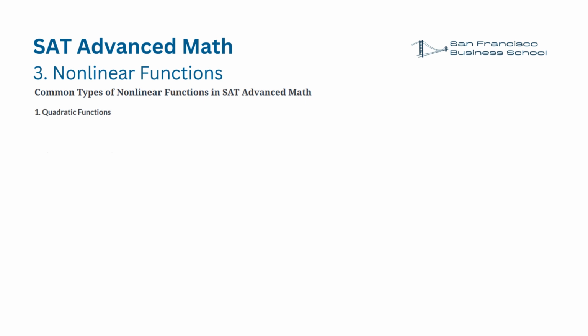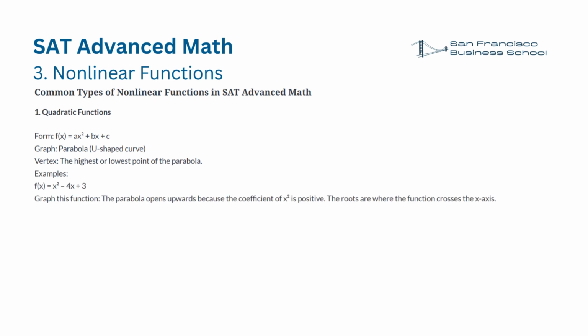1. Quadratic functions. Form: f(x) equals a times x squared plus bx plus c. Graph: parabola, a U-shaped curve. Vertex: the highest or lowest point of the parabola. Example: f(x) equals x squared minus 4x plus 3. Graph this function. The parabola opens upwards because the coefficient of x squared is positive. The roots are where the function crosses the x-axis.